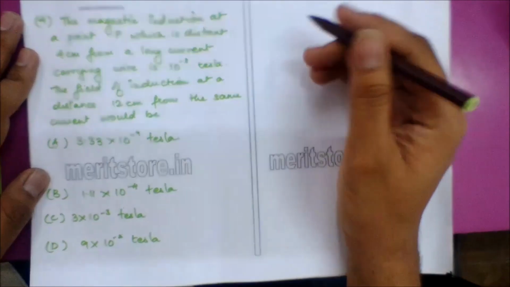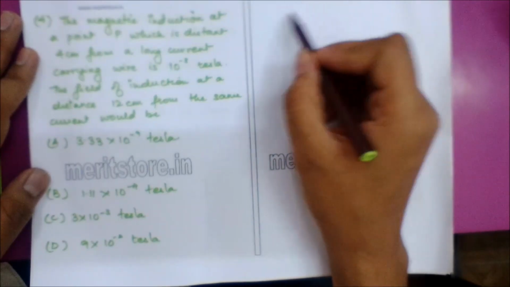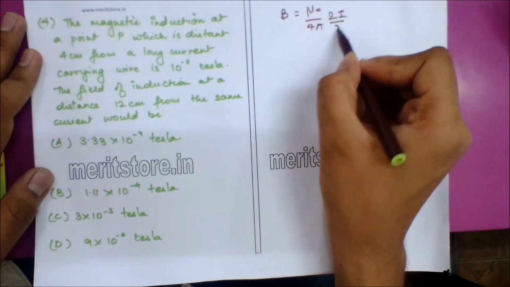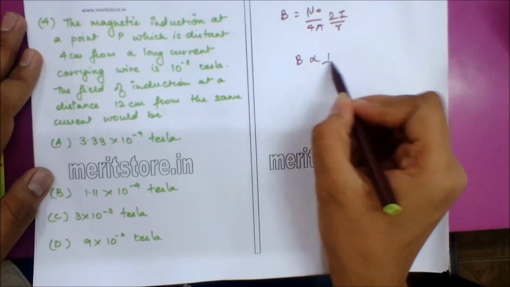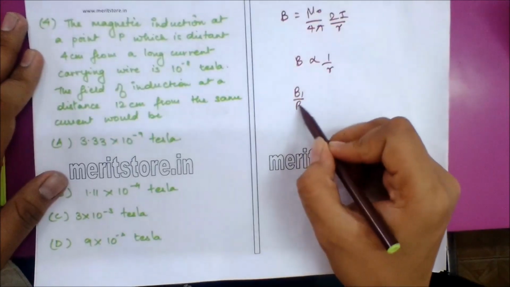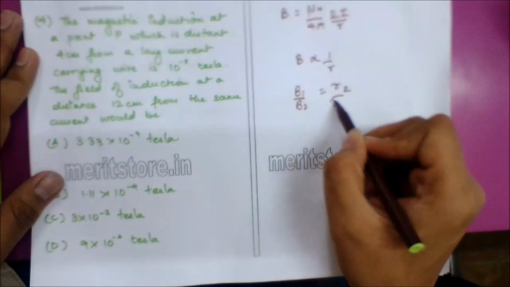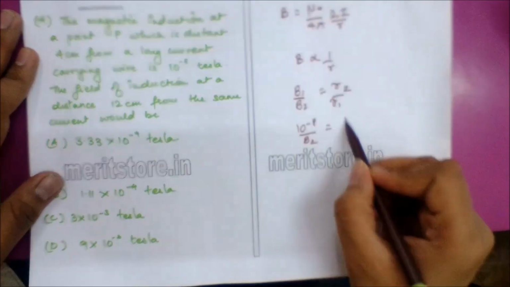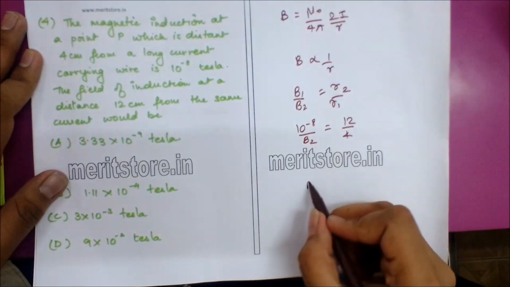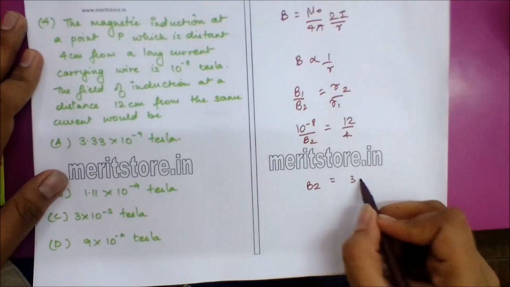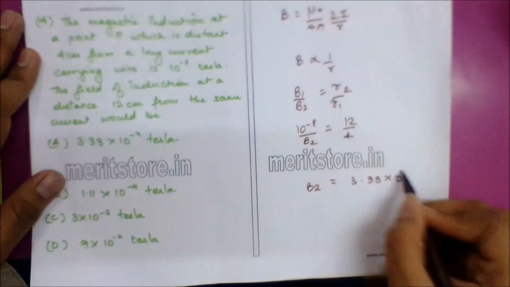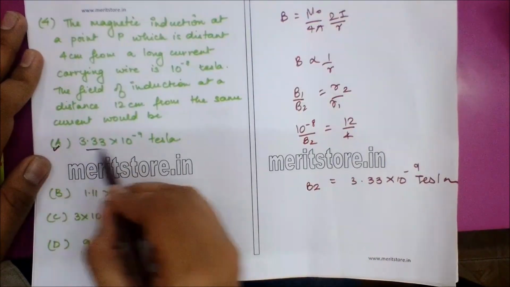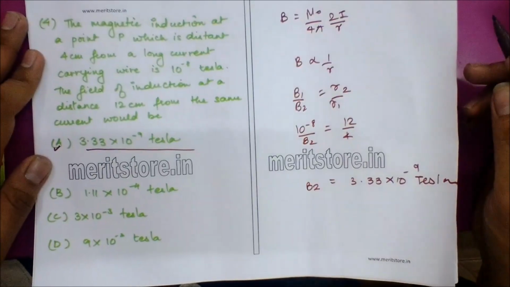Now to calculate this, the field of induction, we know B is equal to mu 0 upon 4 pi into 2I upon R, that is, B is inversely proportional to R. So B1 upon B2 can be written as R2 upon R1. 10 raised to minus 8 upon B2 is equal to 12 upon 4. On solving, B2 is equal to 3.33 into 10 raised to minus 9 Tesla. So option A, 3.33 into 10 raised to minus 9 Tesla, is the correct answer.